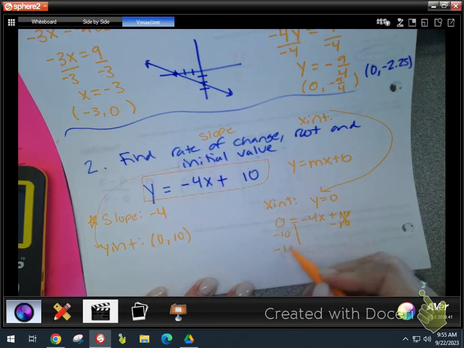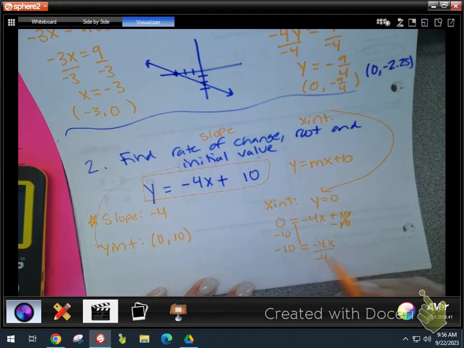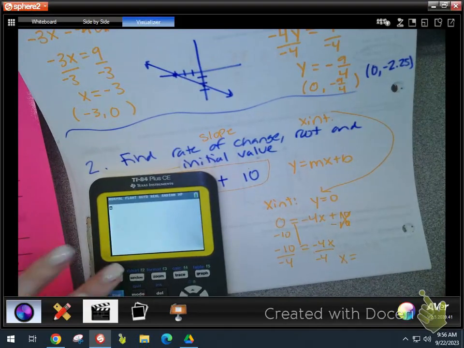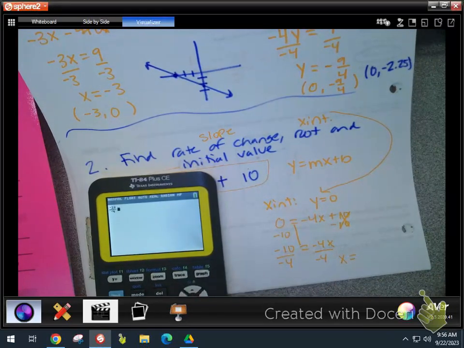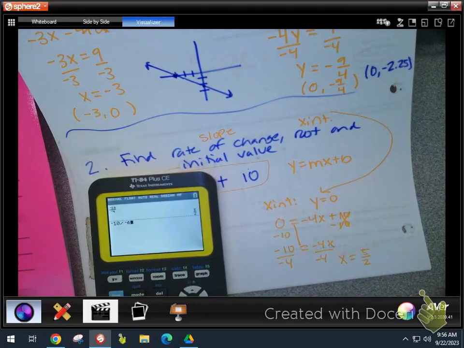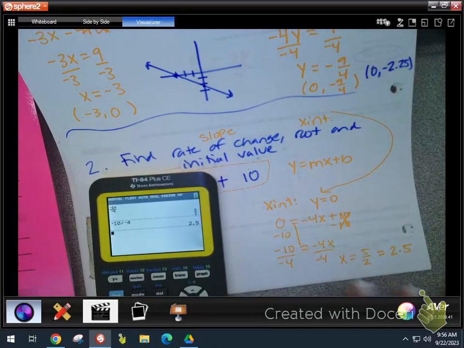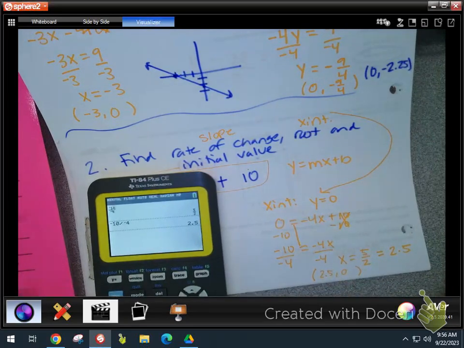0 minus 10 is negative 10. And then equals negative 4x, divided by negative 4. And so x is equal to negative 10 over negative 4, which gives me 5 over 2. Or if you did negative 10 divided by negative 4, what do you get as a decimal? 2.5. Okay? So either of those are fine. So your ordered pair would be, Ethan, why are you on your computer? It would be 2.5, comma 0, or 5 over 2, comma 0.